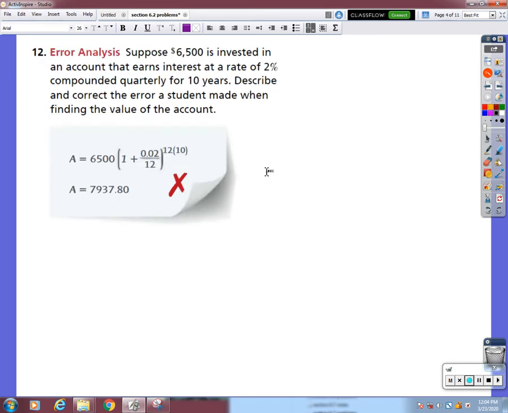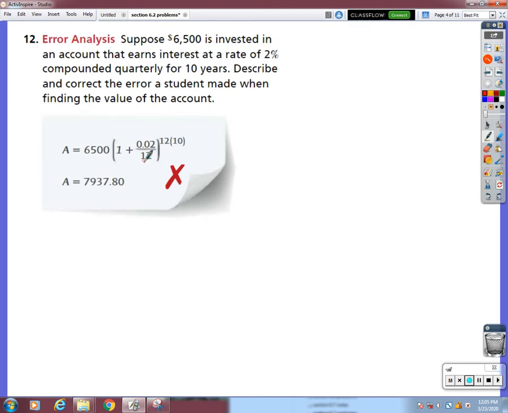Okay, a little error analysis here. Suppose $6,500 is invested in an account that earns an interest rate of 2% compounded quarterly for 10 years. Describe and correct the error the student made. Okay, so if we're compounding quarterly, then this should not be a 12, this should be a 4, and that should also not be a 12. That should be also a 4.